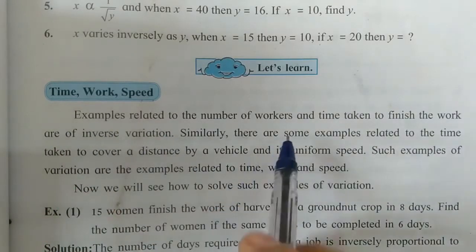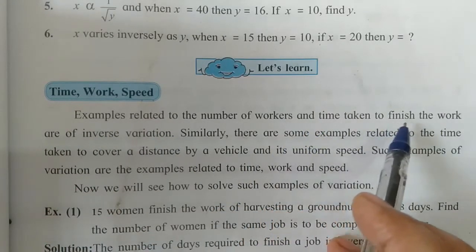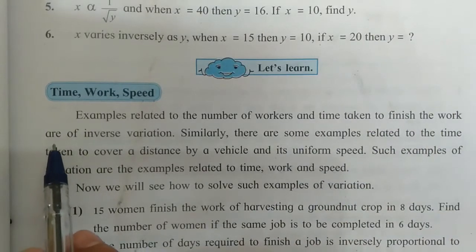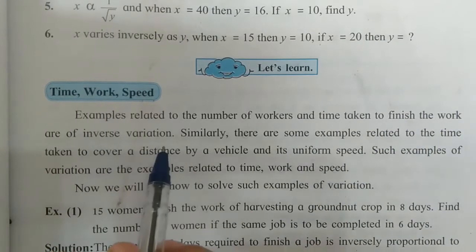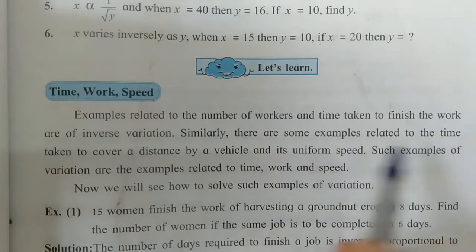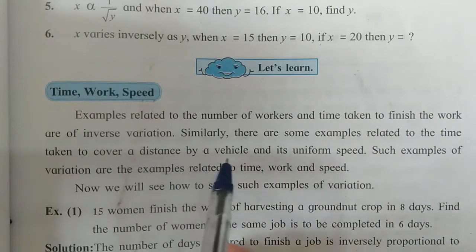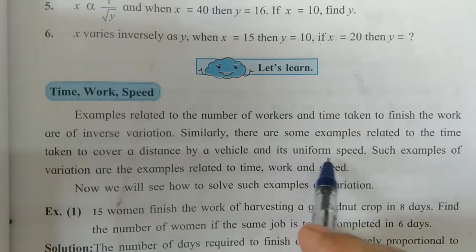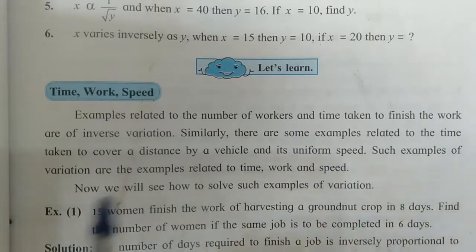Examples related to the number of workers and time taken to finish the work are based on inverse variation, and also the examples related to the time taken to cover a distance by a vehicle and its uniform speed are based on inverse variation. So we will move to practice set 7.3.